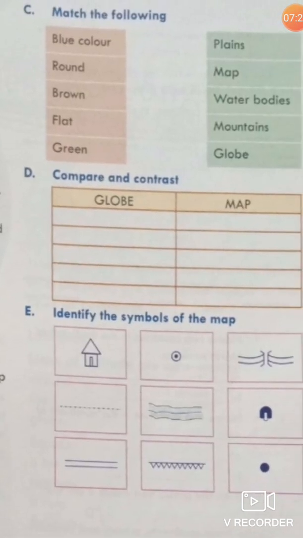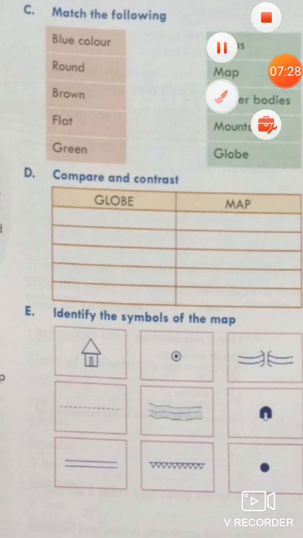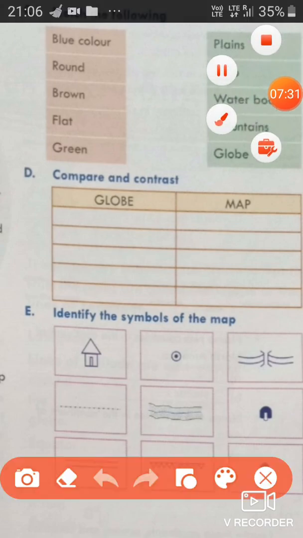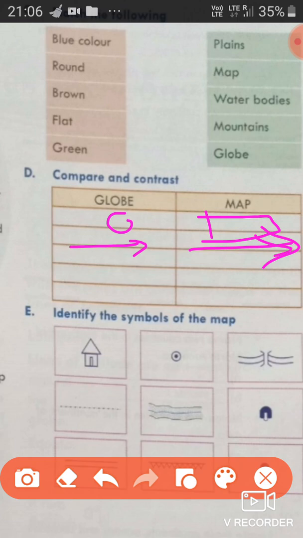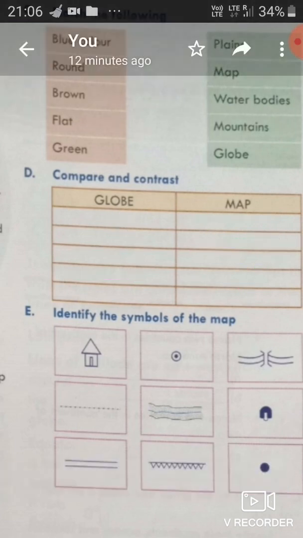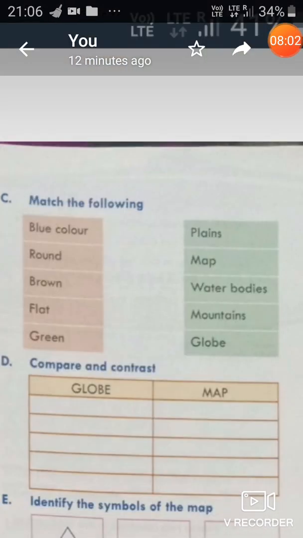In question number D part, what you have to do here, you have to write the difference between globe and map. Like you have to compare the shape of globe is round and the shape of map is flat. It shows the same as the shape of earth. Here it is not as per the shape of earth. It is difficult to carry. It is easy to carry, right? So in this way our exercise of full chapter is completed. Thank you.